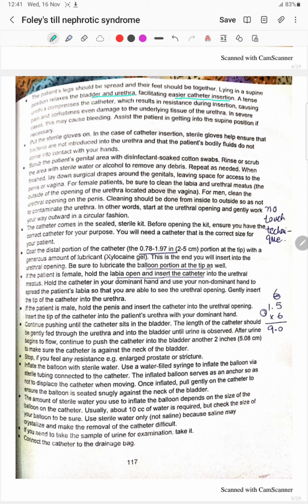A tense urethra compresses the catheter, which results in resistance during insertion, causing pain and sometimes even damage to the underlying tissue of the urethra. In severe cases, this may cause bleeding. Assist the patient in getting into the supine position if necessary.